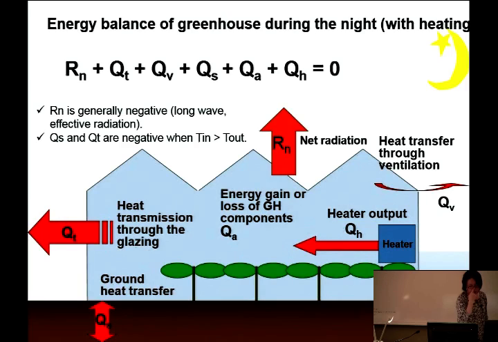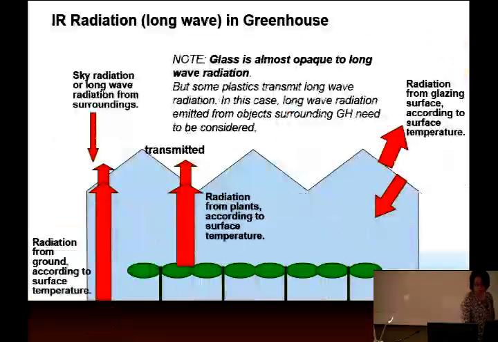Okay, and then if that is not enough, then usually you have a heater. So we have cold nights in arid land, and in northern areas it's always cold. In that case, you have to have heating, and add energy. So you lose energy, and then you compensate the lost heat by heating. Okay, so that's the greenhouse system during the night.